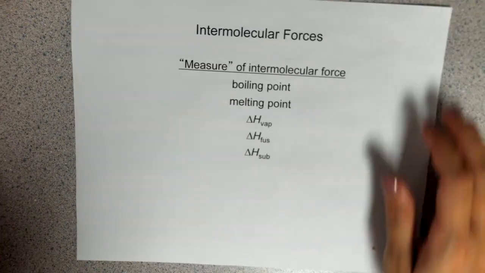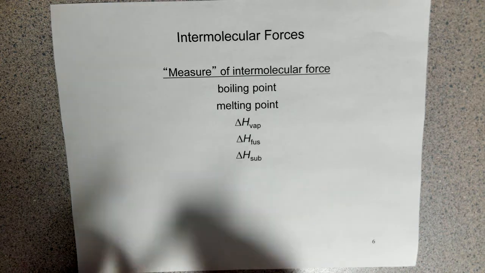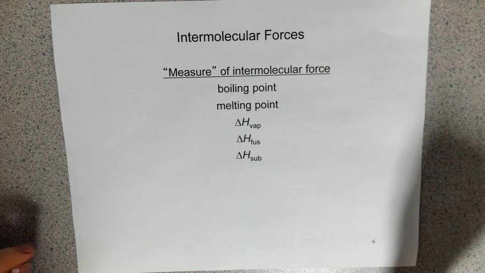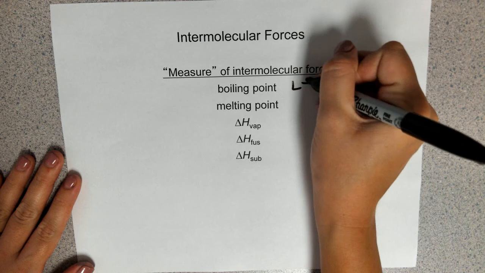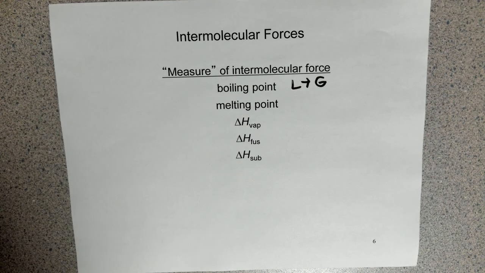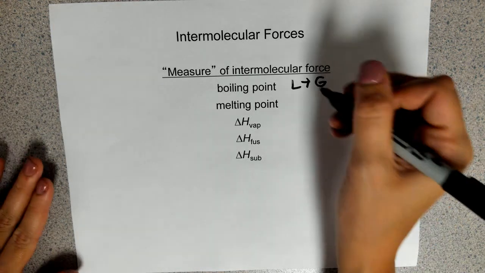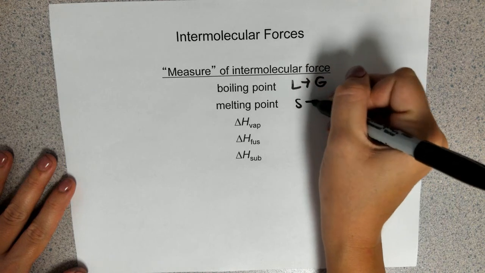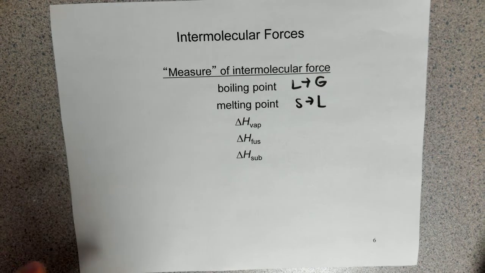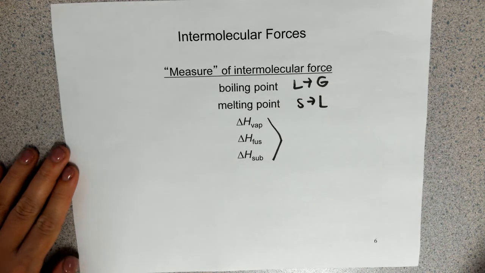And so there are a few ways you can tell how, quote, strong an intermolecular force is by looking at its boiling point. At what temperature does it go from a liquid to a gas? Generally, the higher the boiling point, that's telling us that there are stronger intermolecular forces because it requires more energy, a higher temperature, to make it a gas. Same with melting point, which is the temperature at which it goes from a solid to a liquid. And then these delta H's, these are the enthalpies of vaporization, fusion, sublimation. You learned this in 10th grade chemistry.